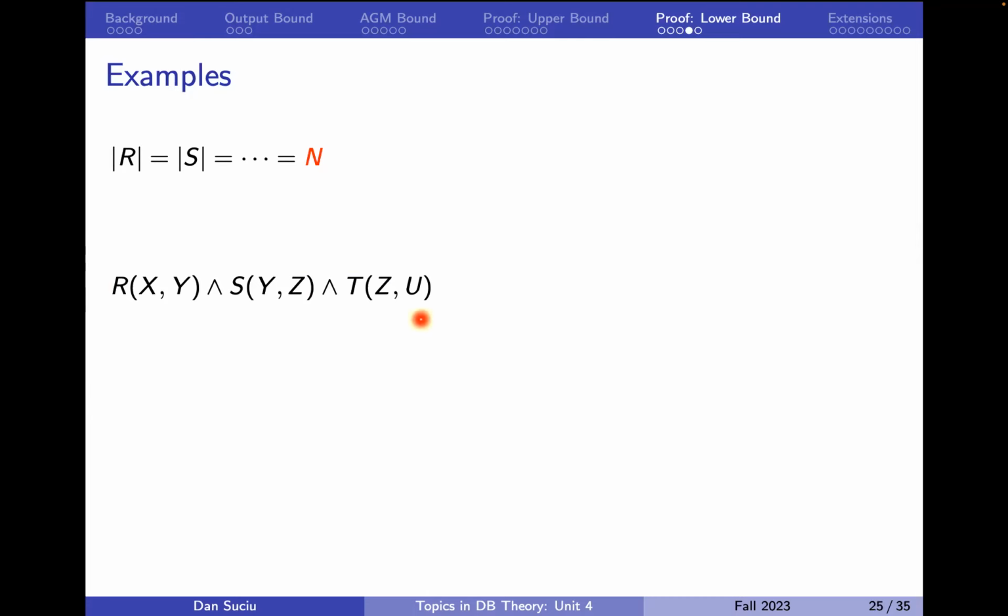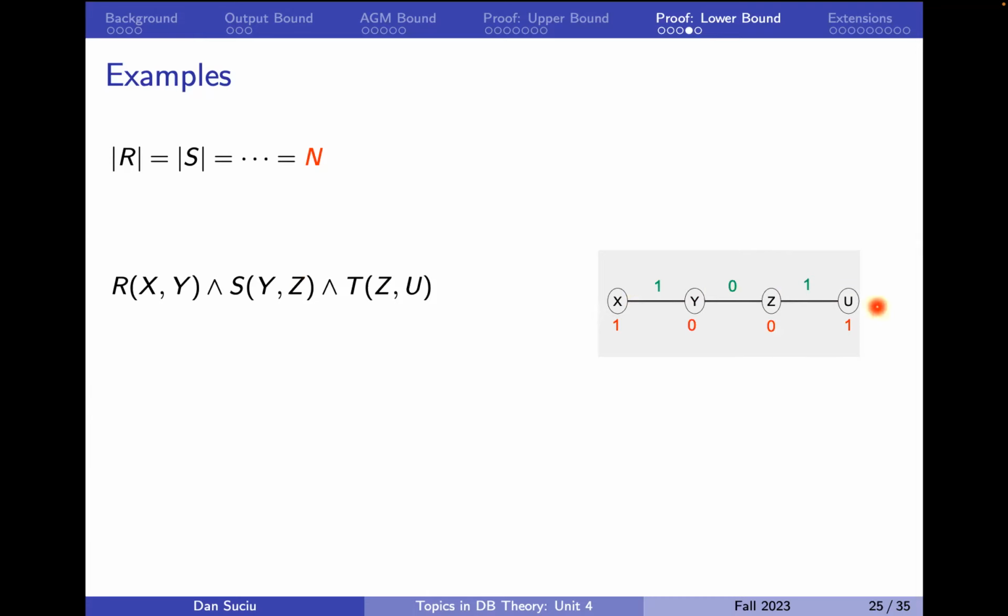Here is one of the queries that we discussed earlier. It's a simple chain query. If all the cardinalities are n, how big can the output be? What is the maximum size of this query? N squared. Let's derive this. Let's construct a product database for which the size is n squared.